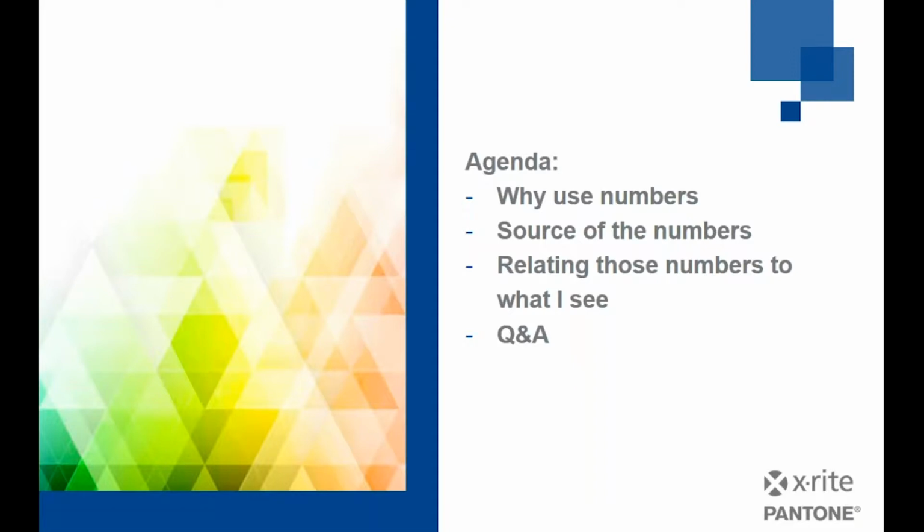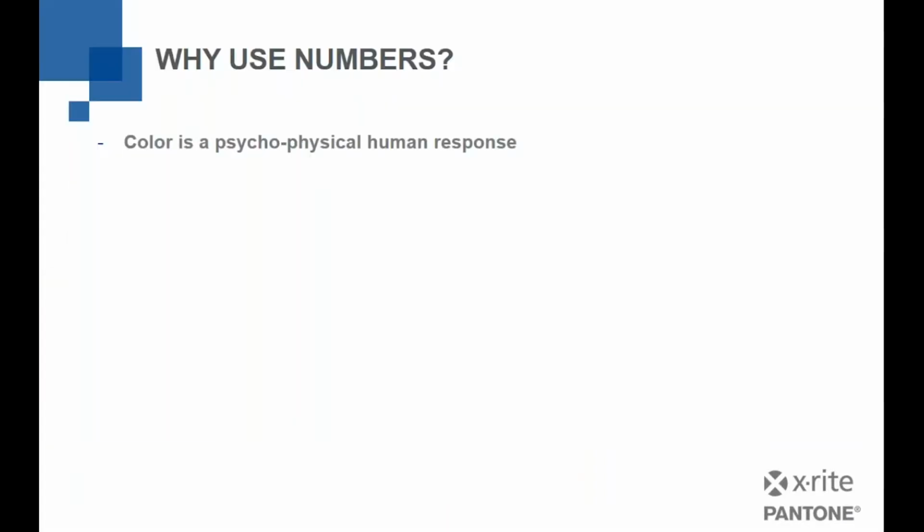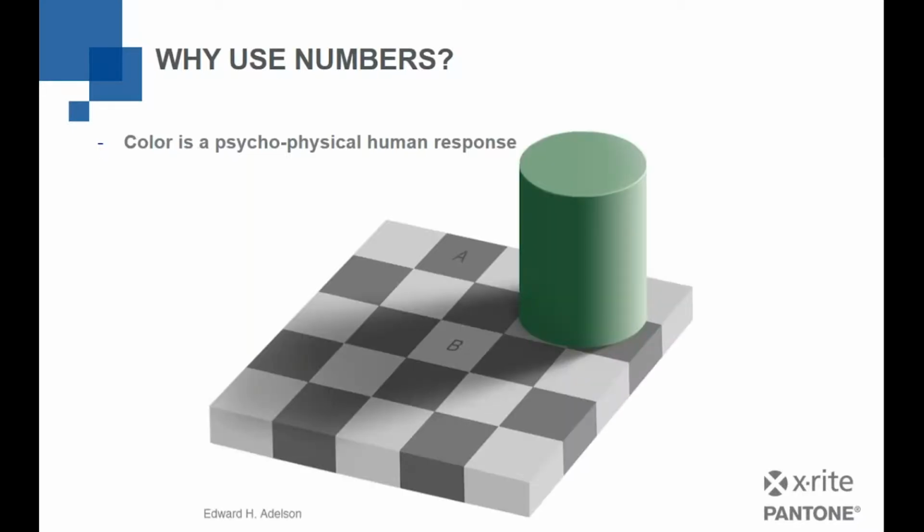So let's get started. Why we use numbers? There are a number of reasons, but I'm highlighting three here today. One is that color is a psychophysical human response. We as humans have been looking at color our whole lives. We react to it in different ways based on our experiences, our life experiences, and so forth. And they cause us to see color in different ways.